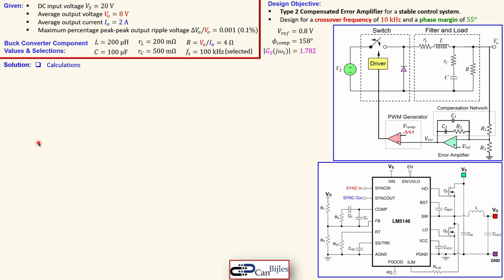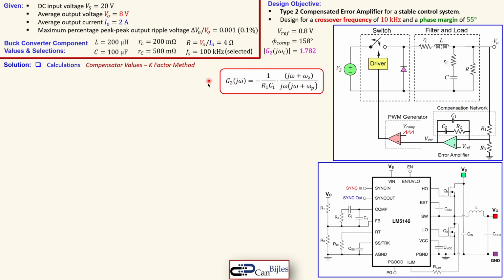Okay, let's now look at the compensator values. So we will use the K-factor method to calculate the required values for our design. So we know that this is the transfer function we have. We know that we have a zero and two poles, one at the origin, one of them at some specific frequency. Okay, we start with the first step, which is the calculation of the K-factor.